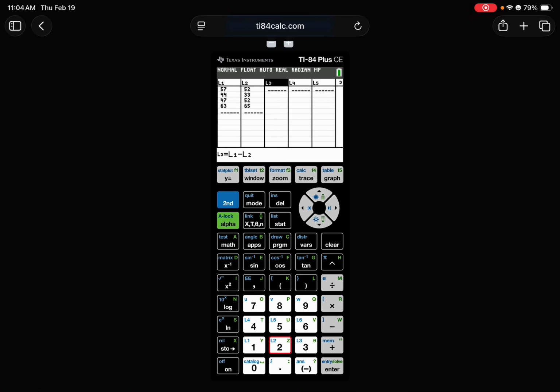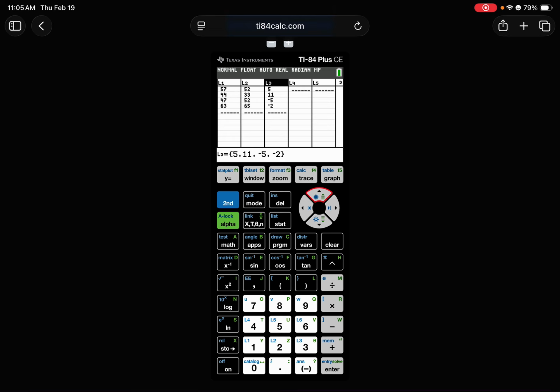What this is going to do is subtract each and every one of these data values straight across. So for my first entry, just to check my own work, I should see 57 minus 52. I should end up with 5. And there it is, a positive 5. And you can see all of the other scores. You can double check those if you want. The thing that we're going to have to remember in just a moment is that our difference data set is now in L3. That's going to matter for us here in just a moment.